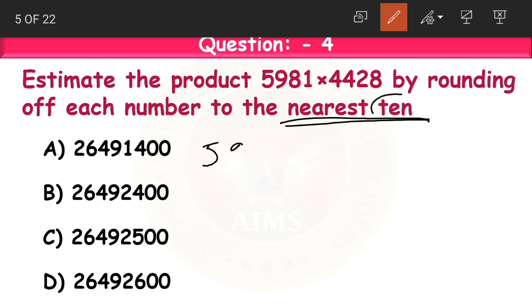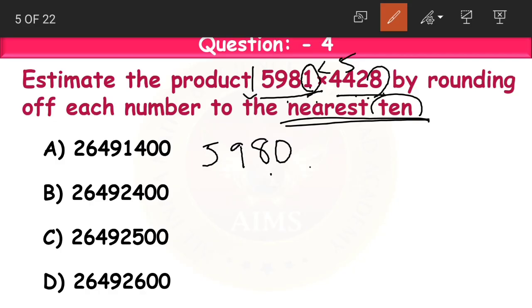So for rounding off to the nearest tens, what should we do? We should look at the digit in the ones place. Here it is 1, that is less than 5. So we'll round it down. The remaining numbers will remain the same and the ones place will be replaced with 0. 5981 becomes 5980.